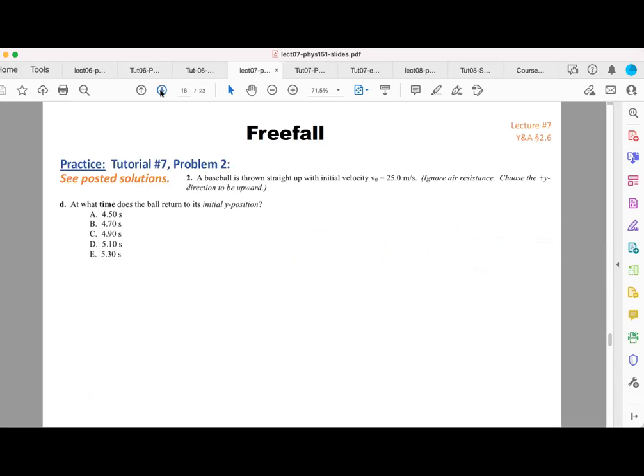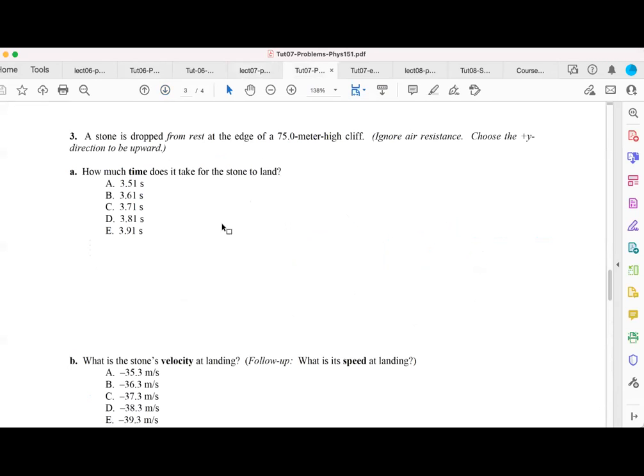I want to see a tutorial problem instead. So this is tutorial 7, problem number 3. We have a stone that is dropped from rest at the edge of a 75-meter high cliff. Ignore air resistance and choose plus y direction to be upward. How much time does it take the stone to land?